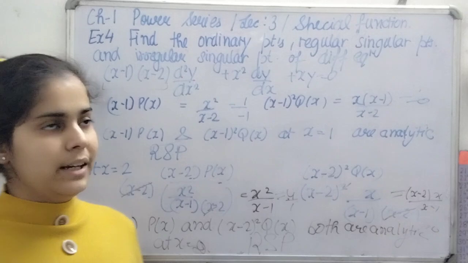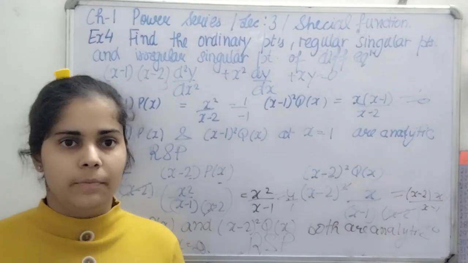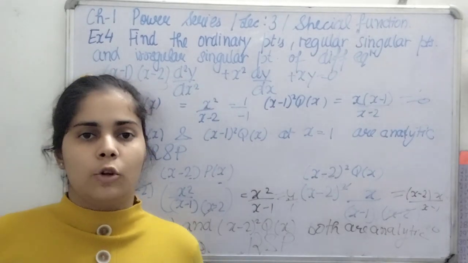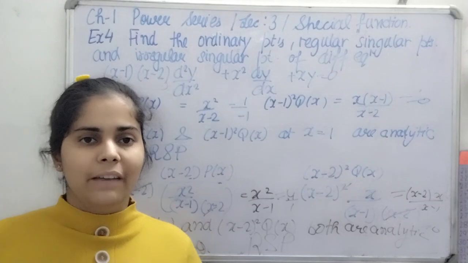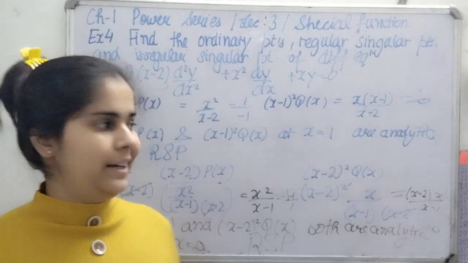So हमारे पास 1 and 2 these are regular singular points. And all the points except 1 and 2 we have the ordinary point and we do not have irregular singular point in this question.